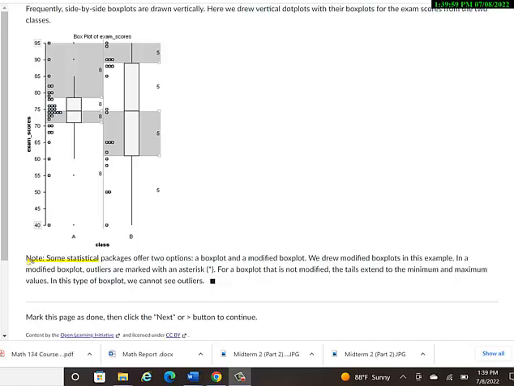Let's note that some statistical packages offer two options, a box plot and a modified box plot. We drew modified box plots in the example. In a modified box plot, outliers are marked with an asterisk. For a box plot that is not modified, the tails extend to the minimum and maximum value. In this type of box plot, we cannot see outliers. So that means a modified box plot gives you more information. Like they said, it shows outliers.